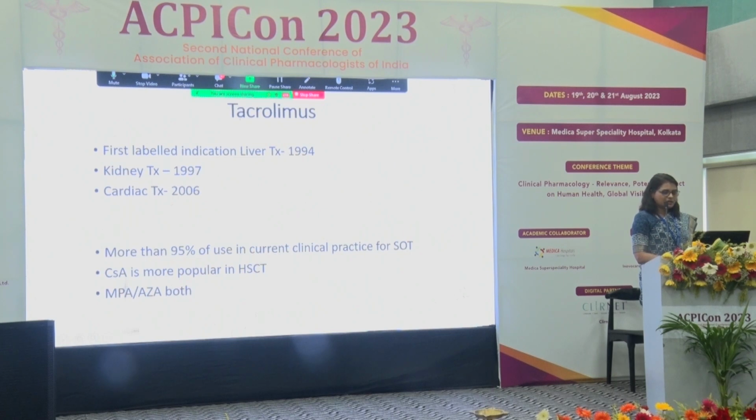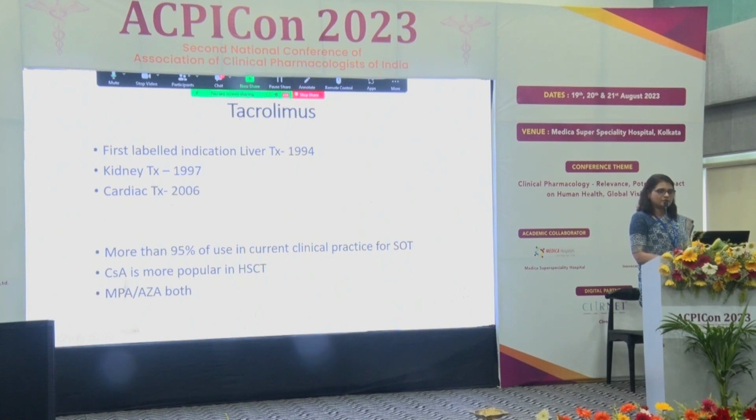So the next drug I'll be just giving an overview. That's 1994, the same year the new cyclosporin formulation was launched. The first indication was actually in liver transplant, and then kidney and cardiac followed. As I mentioned, more than 95% of the immunosuppressant used in solid organ transplantation is tacrolimus. And cyclosporine is particularly popular in hematopoietic stem cell transplant.